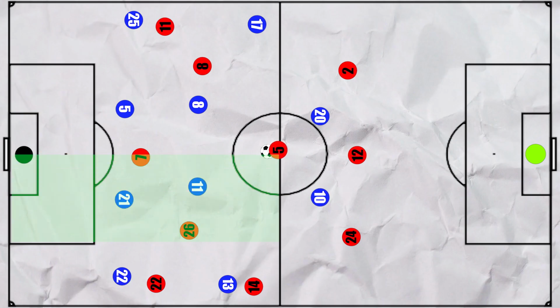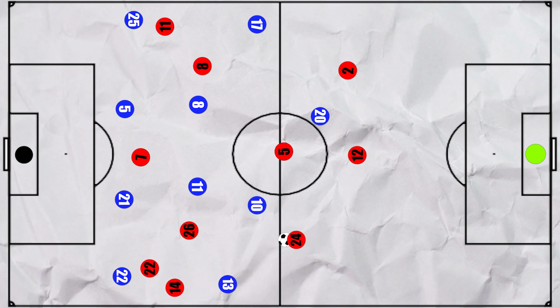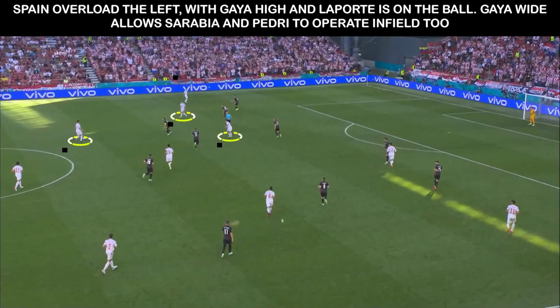And Spain were also excellent at overloading the left-hand side. Laporte would often push higher up, and Gaya provided the width, allowing Sarabia to come narrow, which would then free Pedri, who could drift around the pitch, but often move deeper down the left-hand side.